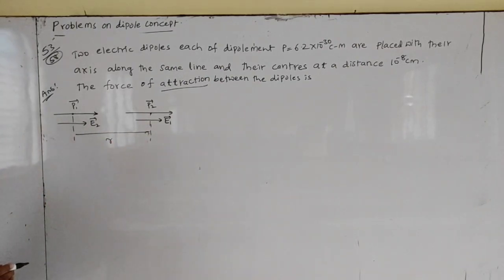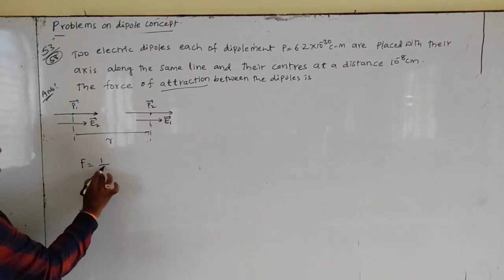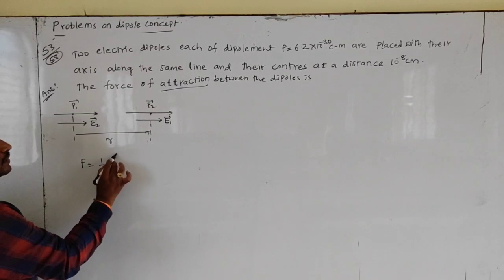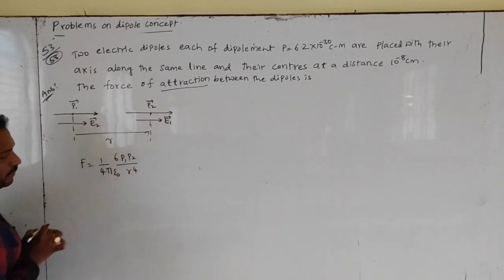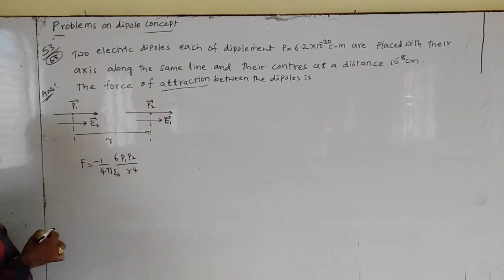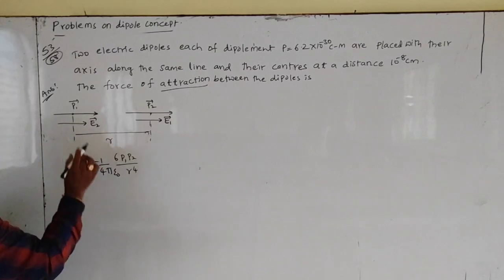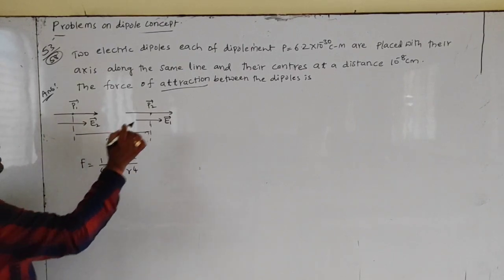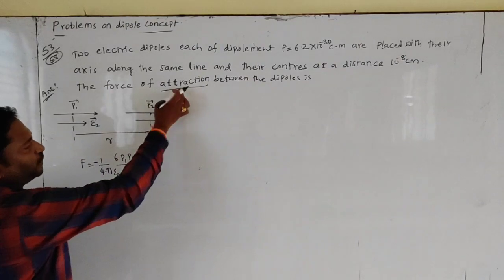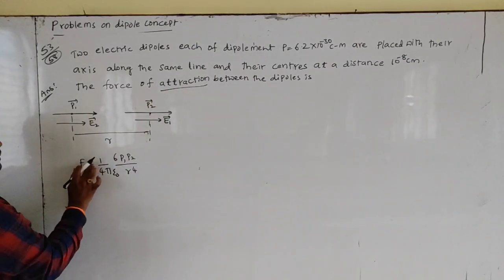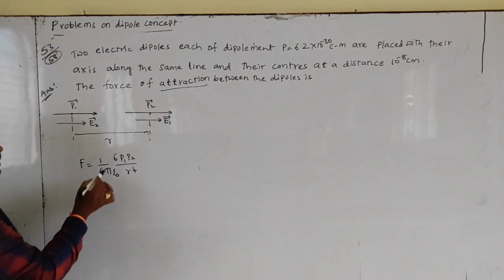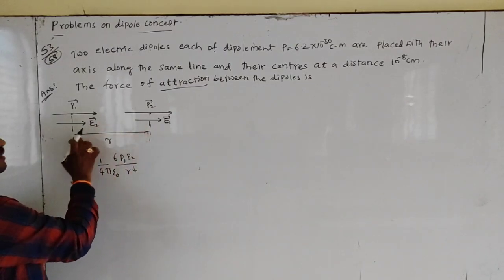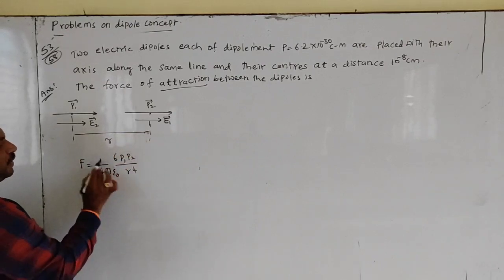Now what is the formula in this case? Yesterday we got F equal to 6 P1 P2 by R power 4. Here we got a minus sign, but here we are going to discuss only the magnitude, because it is already said to be attractive, so there is no need to place the minus. So F equals the formula, as there is an attraction force between them.